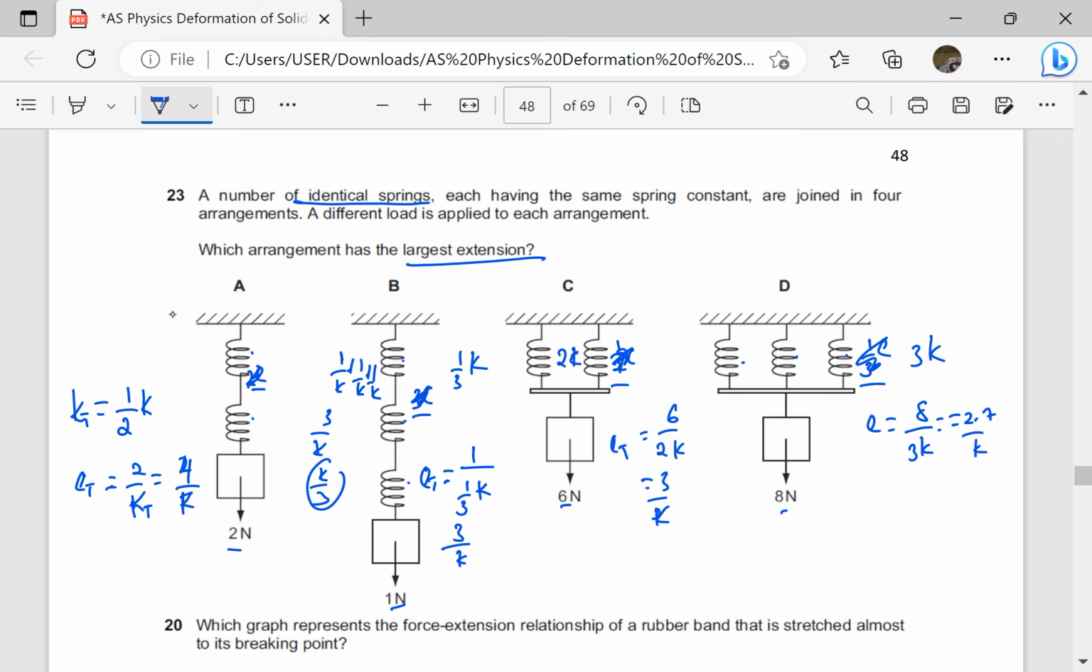Then extension is going to be the load over the total constant, that is 3 over K. Then here, the total constant is 2K. 6 divided by the total constant, this is also 3 over 2K. Now the question is, which arrangement has the largest extension? Because here the extension is 3 over K, and even here it is 3 over K. Let's see here. Here it is 4 over K.